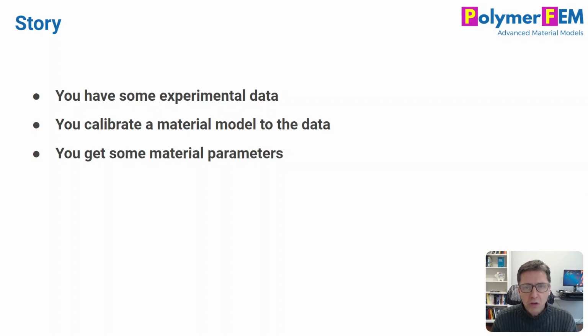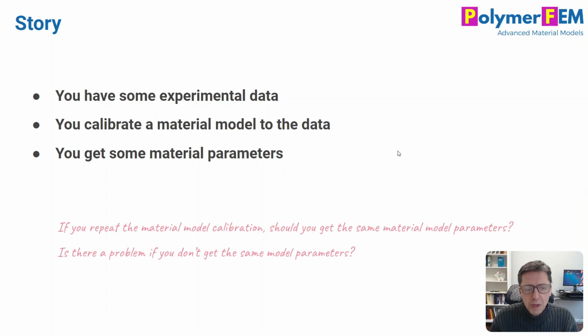Then you realize you didn't wear your lucky socks. You have to go home, you repeat the calibration, and you realize then that you got a different set of material parameters. Is this something you should be worried about? So if you repeat the calibration, should you get the same material parameters? And is it really a problem if you do the calibration many times and it gives you different results in terms of the parameters?